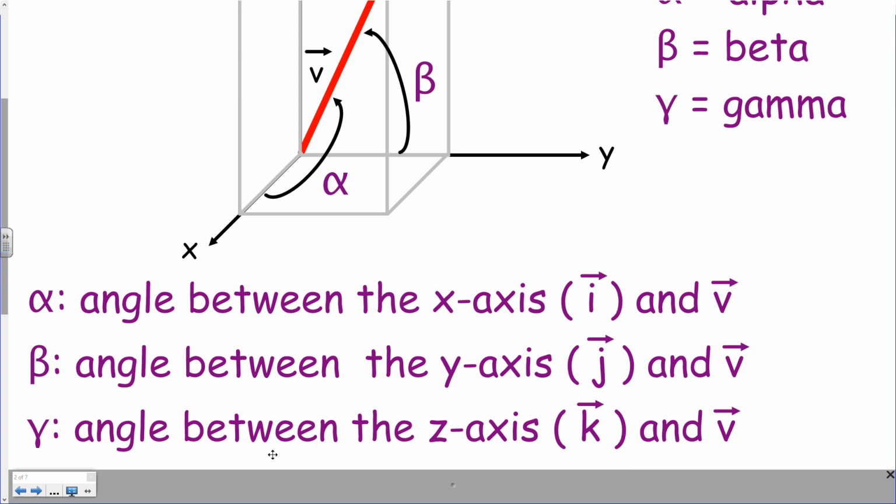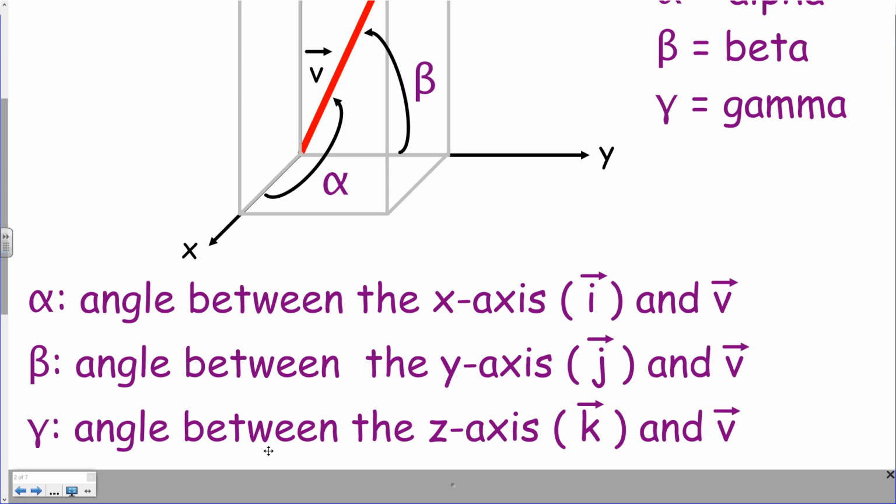the angle between the x-axis and our vector v is alpha. Notice, by the way, that the x-axis is also in the same direction as our unit vector i. So saying it's between the x-axis or the unit vector i and v is the same thing. For beta, that's the angle between the y-axis, or the unit vector j, and vector v. And finally, gamma is the angle between the z-axis, or the unit vector k, and vector v.